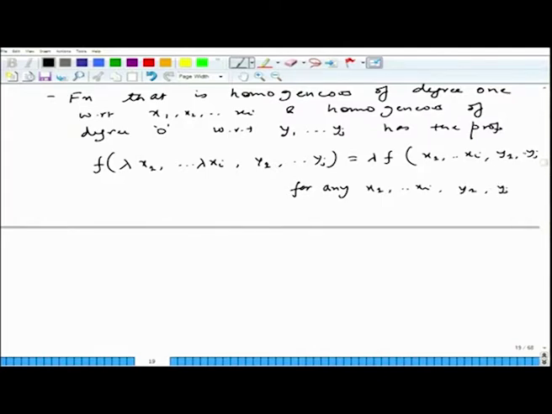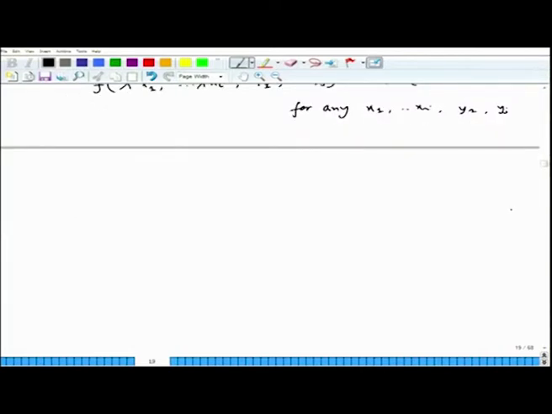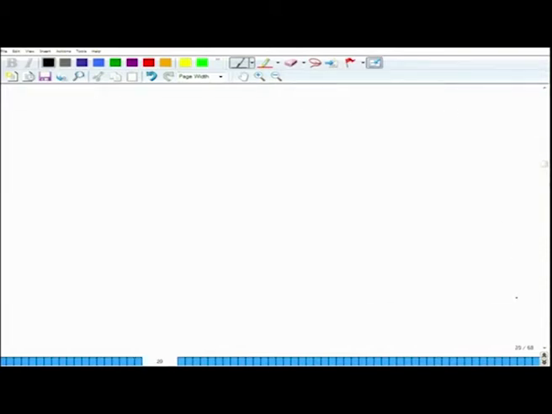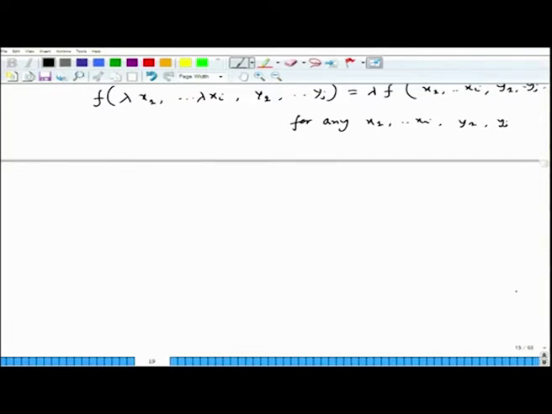Now, thermodynamic functions are homogeneous functions of degree 1 with respect to extensive variables and degree 0 with respect to intensive variables. So this Euler theorem basically provides a link between a function and its derivative, and we are going to prove that. Okay, so let us consider again this function f.